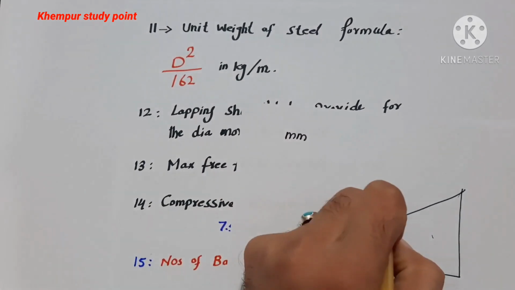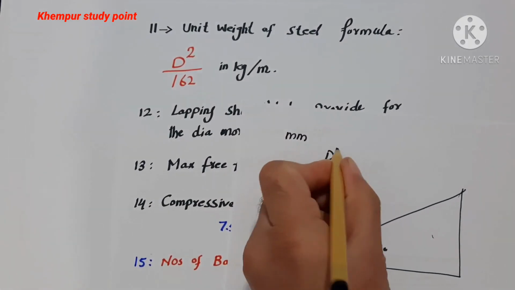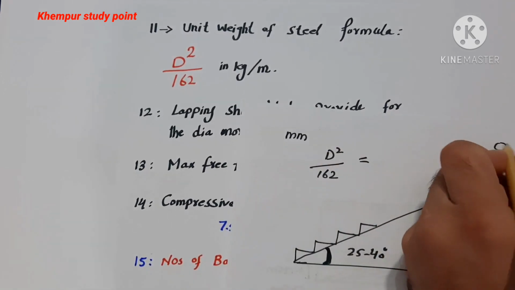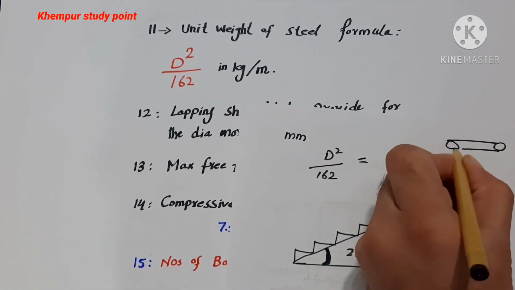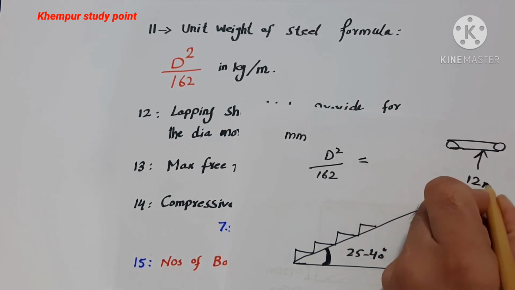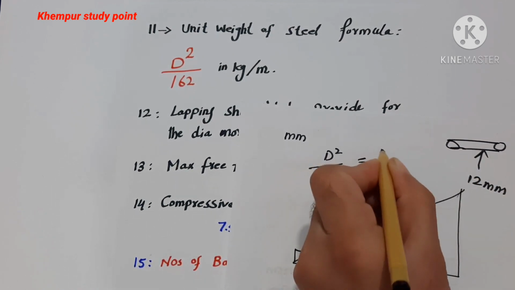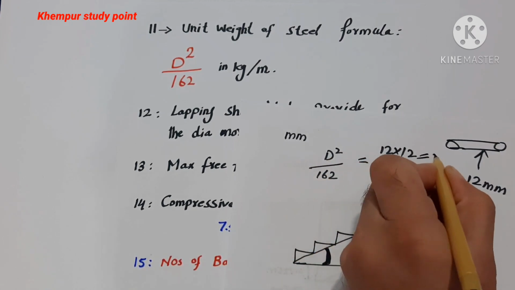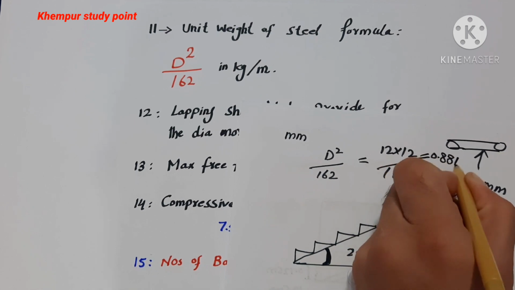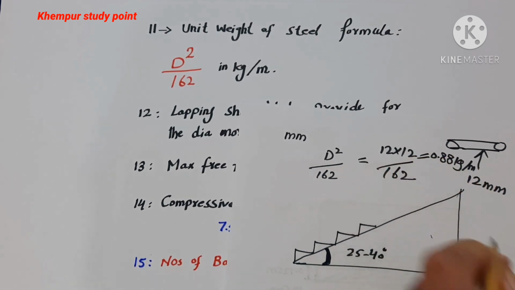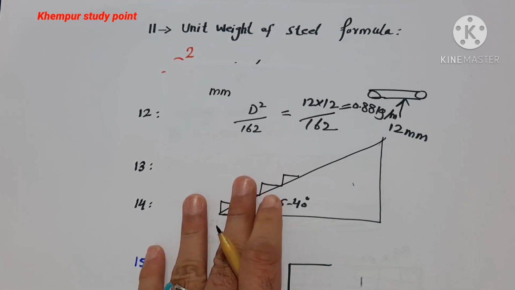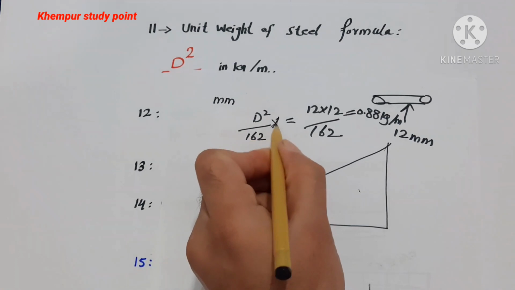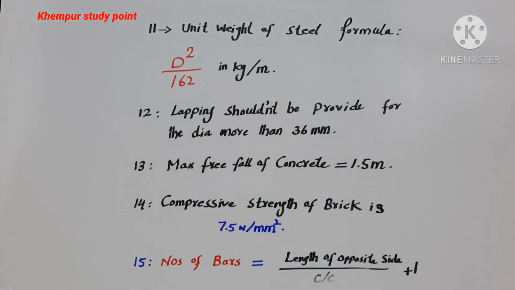For example, I am using the formula D square divided by 162. For example, this is a steel rod whose dia is 12 millimeter. So the formula will be 12 multiply 12 divided by 162. So it will become 0.88 kg per meter. This is the weight of steel for a 12 millimeter dia steel rod. With the running length you can also multiply, right?